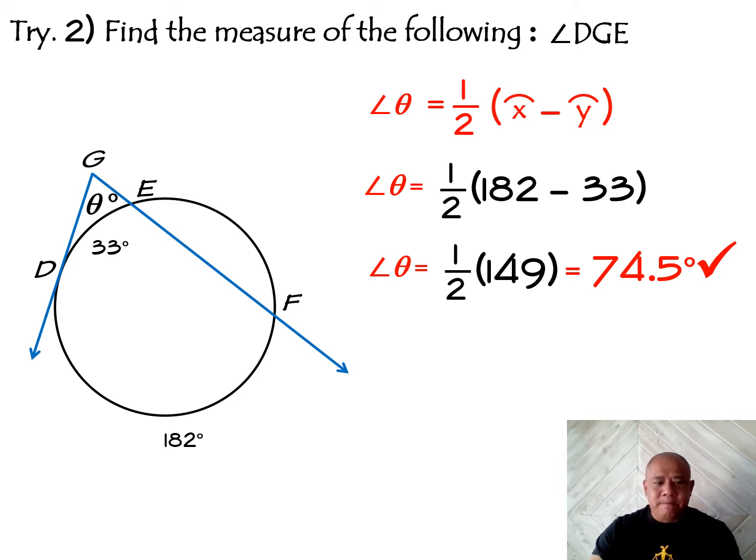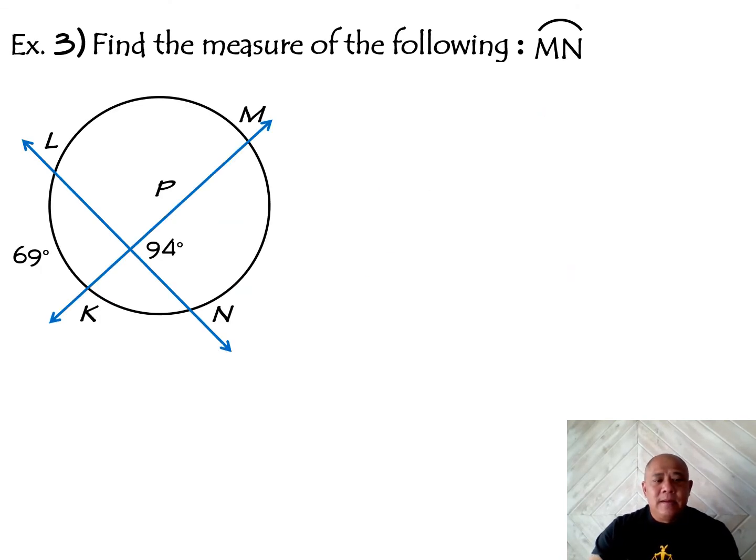Now, we've got 2 more examples left, which is example 3 and example 4. You've learned both theorems, which is essentially just the inside angle and the outside angle. Now, this time, in number 3 and 4, it's not as plain and simple. So let's take a look at this.